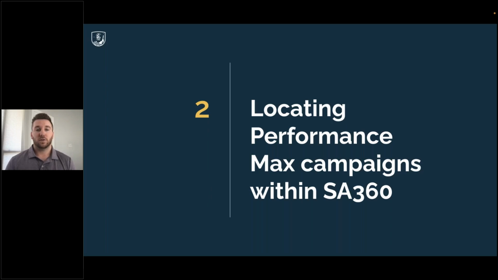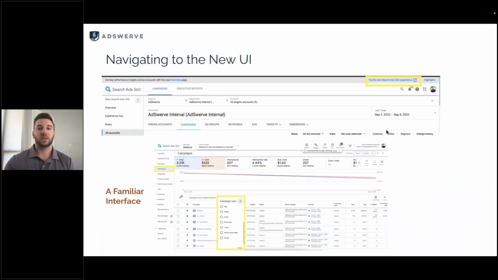Cool, so moving on to locating Performance Max campaigns within SA360. You can see a screenshot here at the top is from the previous SA360 user interface, and then a screenshot at the bottom is from the new interface. And like I said, you'll notice that it's a pretty familiar interface look. If you haven't used it already, you'll notice that it looks very similar to Google Ads. And just navigating to that new UI, all you need to do is click this little link in the top right-hand corner of your former UI.